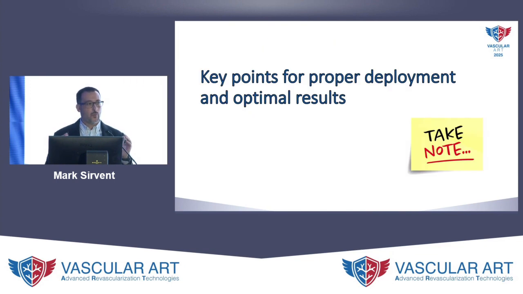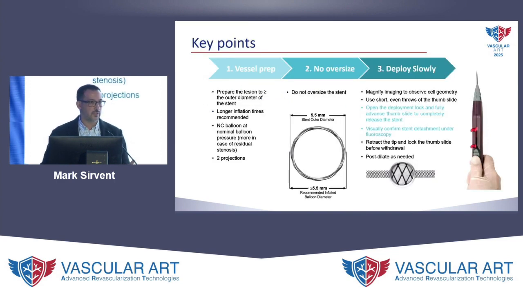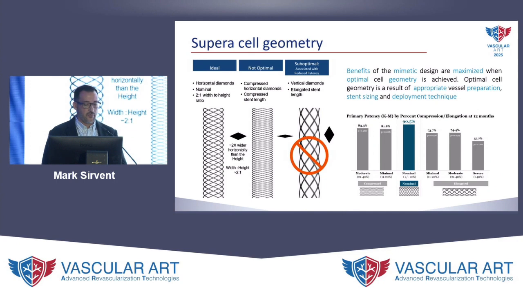But what are the key points for proper deployment? Because proper deployment is so important to achieve these good results. Vessel prep is mandatory. Achieving a good vessel preparation is mandatory. I highly recommend using non-compliant balloons, not oversizing the stent, and deploying accurately and slowly. This way, you can achieve these wonderful results, with a nominal deployment.